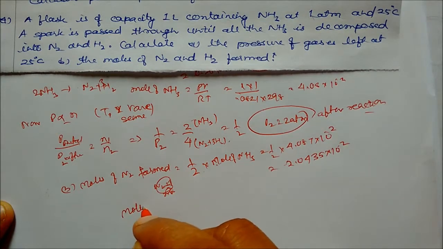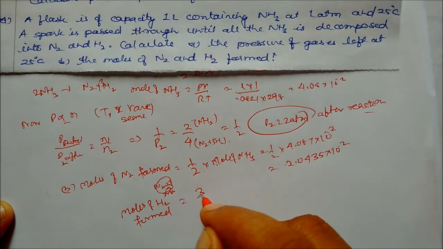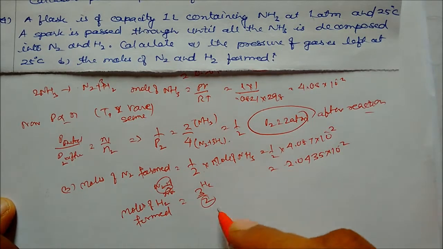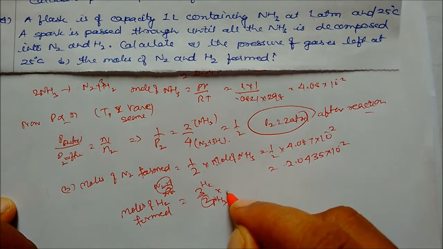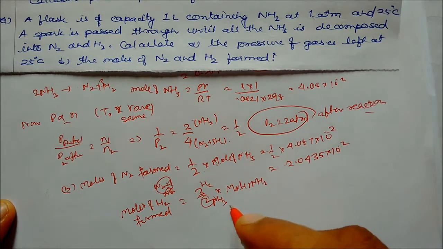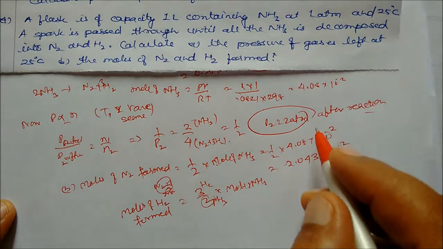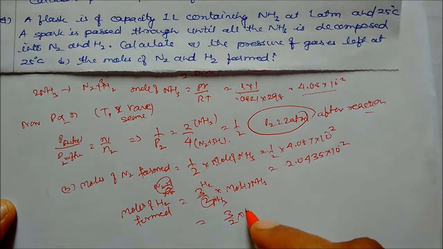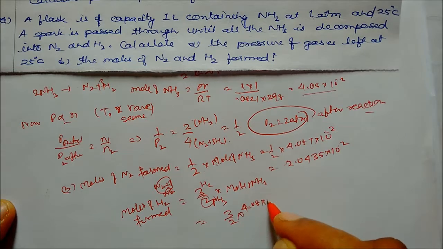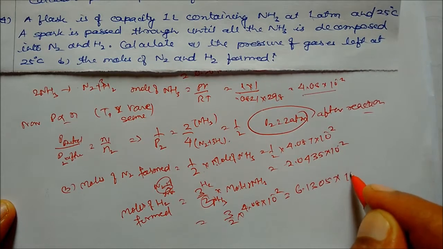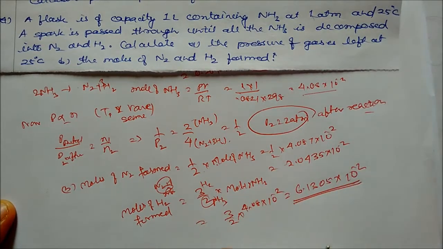And moles of hydrogen formed. So moles of hydrogen formed will be 3 by 2 moles. So 3 is the hydrogen and 2 is the total moles. Means this is multiplied by the moles of ammonia, which is already found out. So we can see 3 by 2 into moles of ammonia, which is 4.08 into 10 to the power minus 2. So we will solve it: 6.1305 into 10 to the power minus 2. This is our answer.